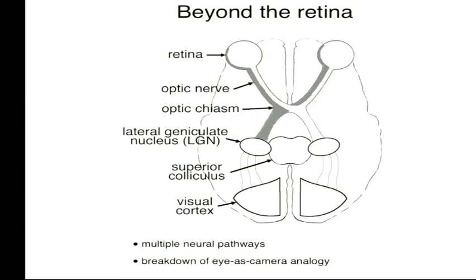Then the fibers from the LGN go on to the visual cortex. This is the first place where we see the breakdown of this eye-as-camera analogy, and you'll see it as we go further on. The first thing that's happening is that the retinal image is getting split up into left and right visual fields, and then as we go further on, it gets broken up even further.